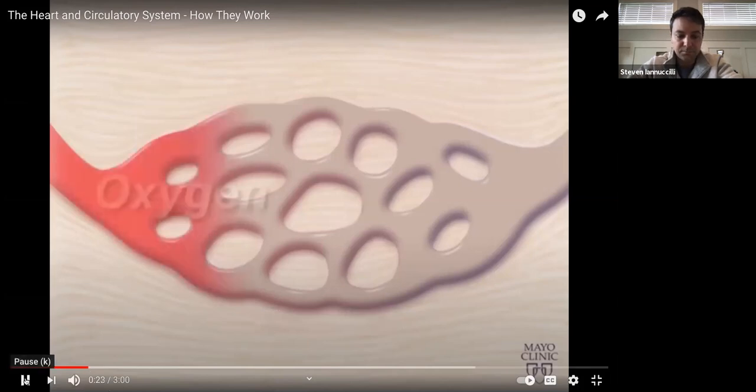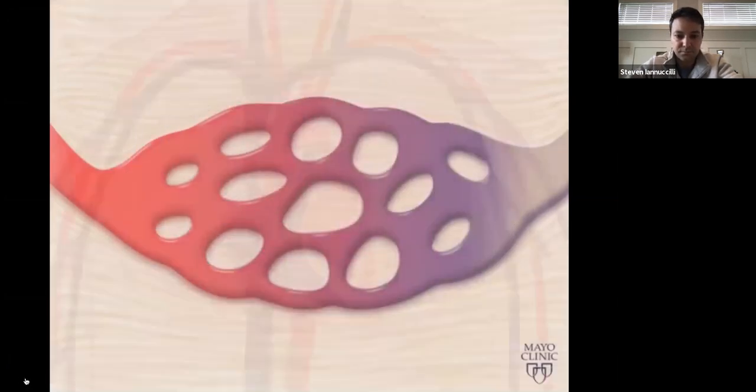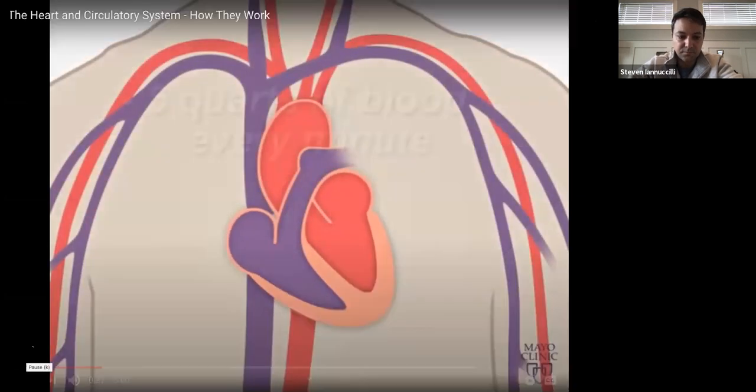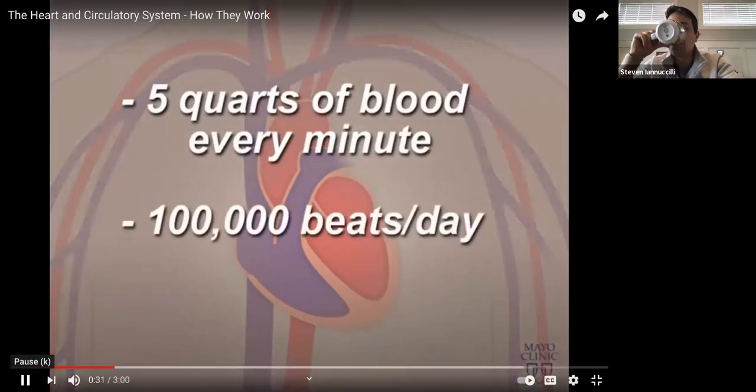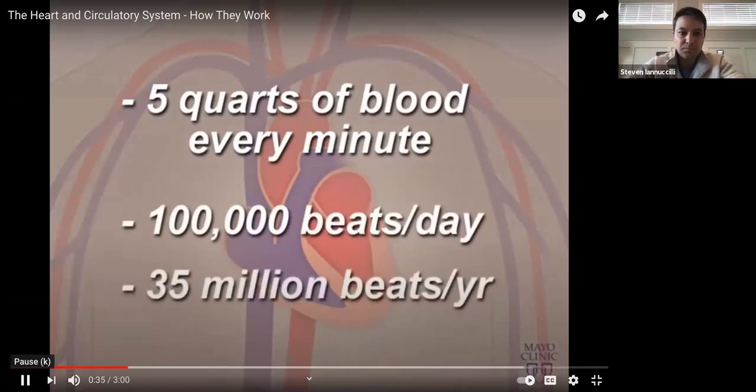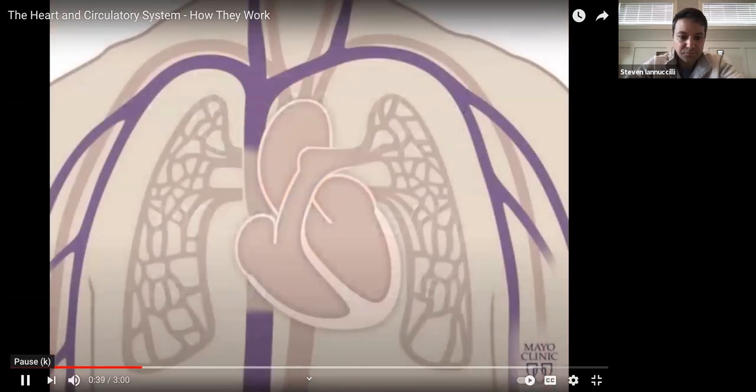Blood and oxygen around your body. In fact, your heart pumps about 5 quarts of blood every minute, and it beats about 100,000 times in one day. That's about 35 million times in a year. Oxygen poor blood, blue blood.